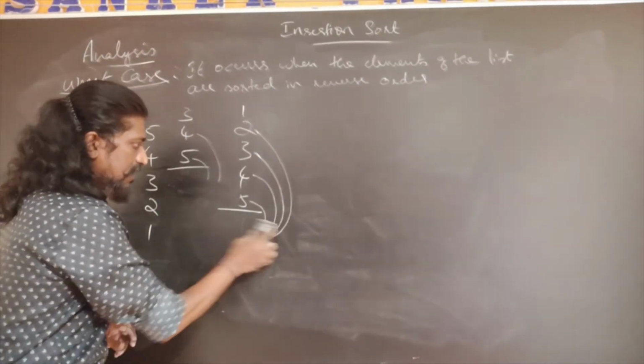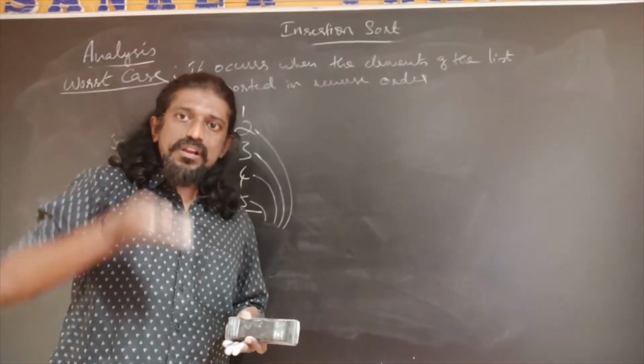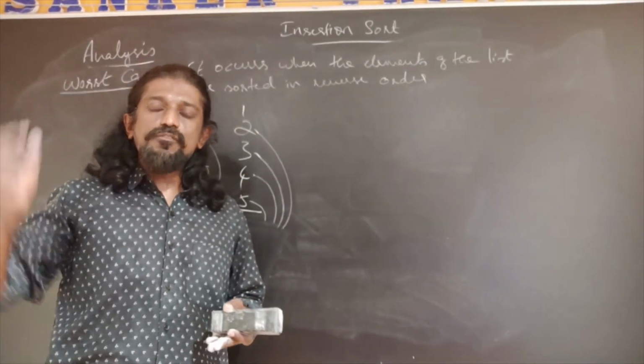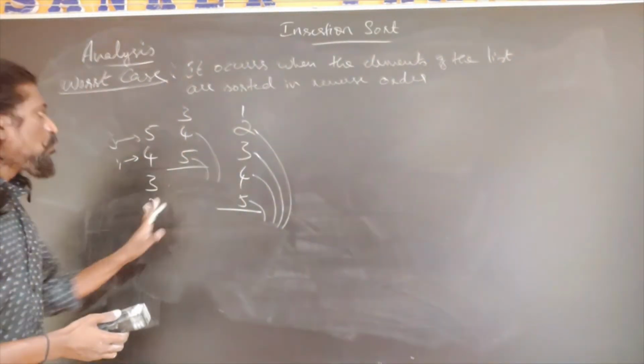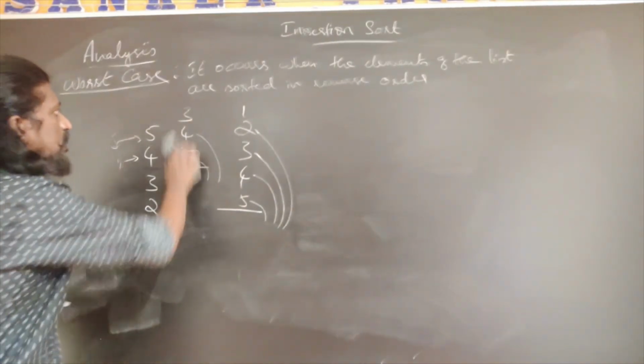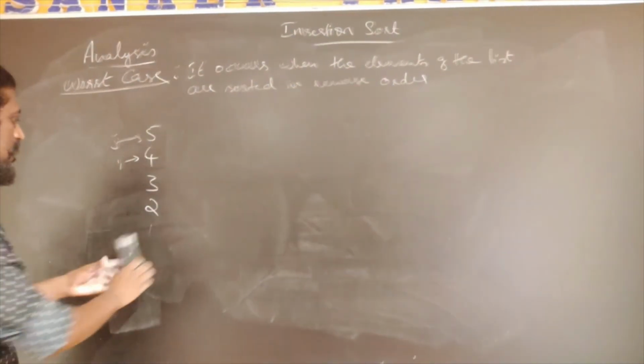So therefore in every pass, the element that has to be inserted will have to be compared with all the other elements that are present above it, and it will finally get inserted at the first position. So this is what happens in the worst case. That is what we can observe when all the elements are in the descending order.